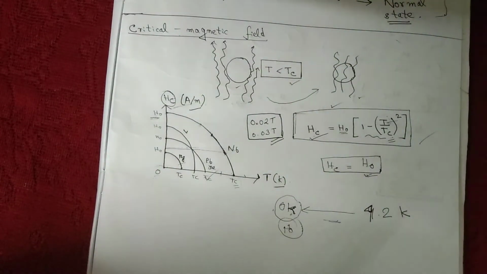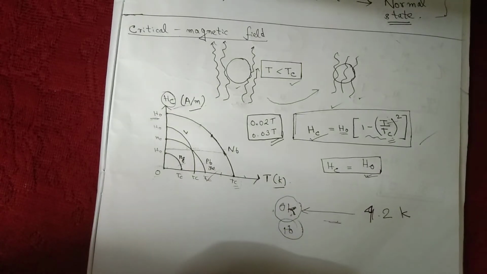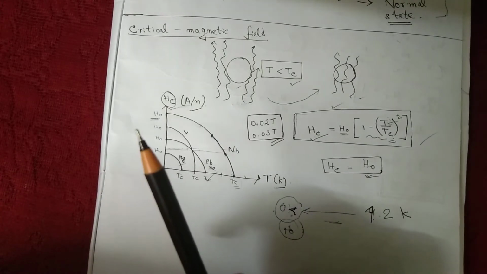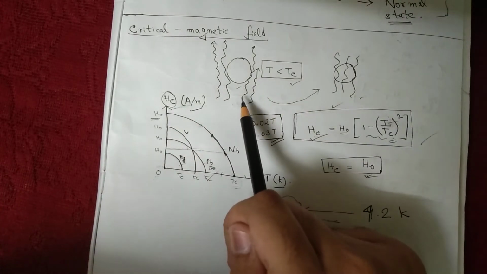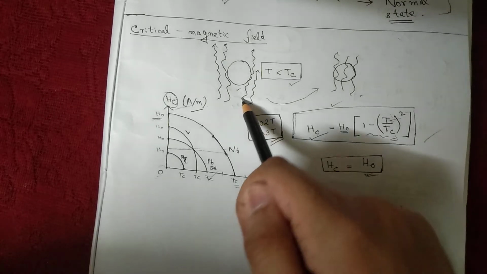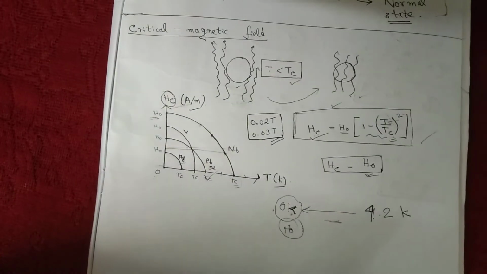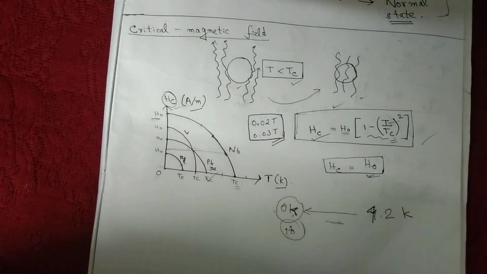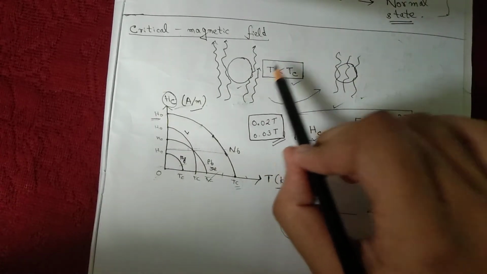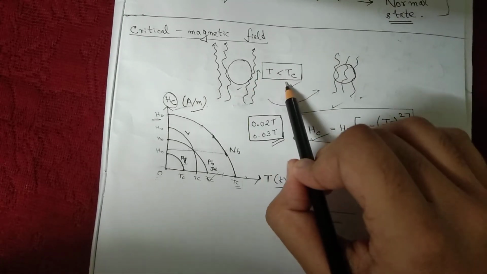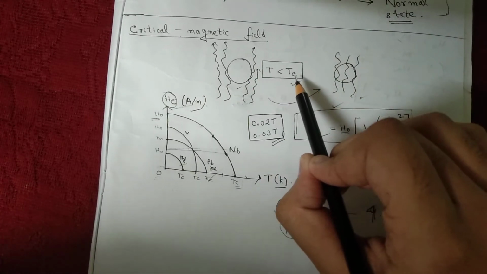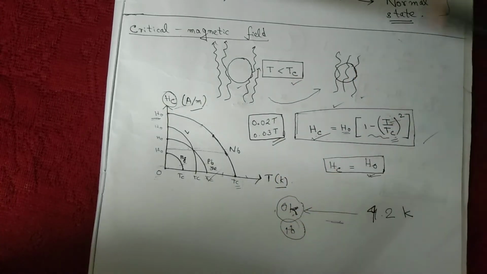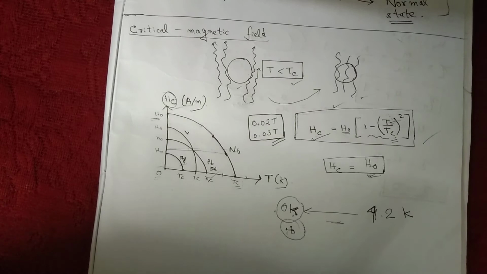But there is a magnetic field, or you may say the minimum magnetic field, which we need to give to this superconductor to destroy its superconducting properties even at a temperature which is lower than the critical temperature. That is the critical magnetic field.